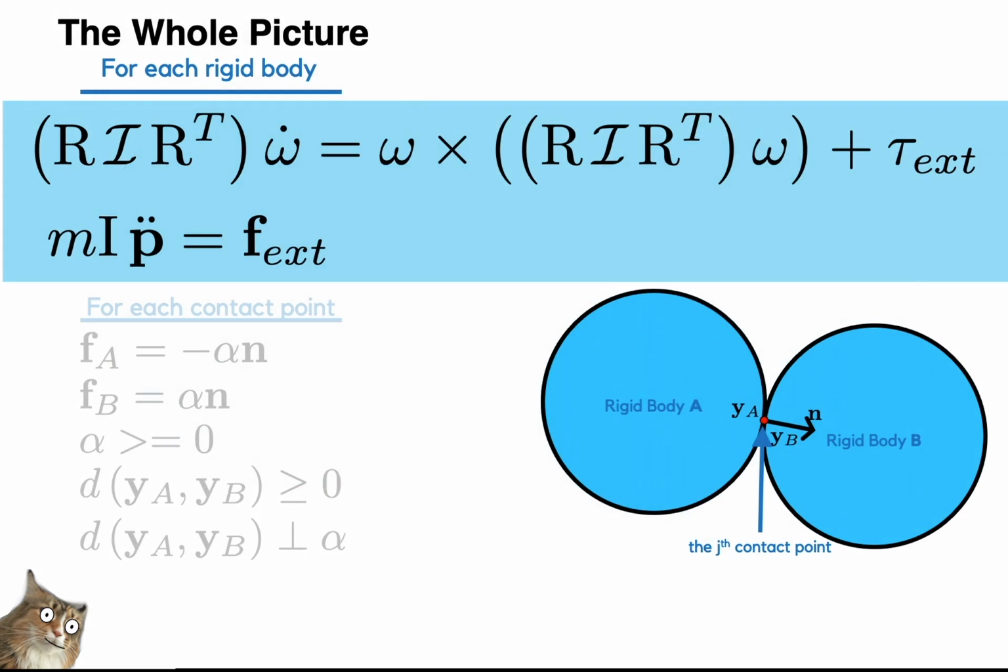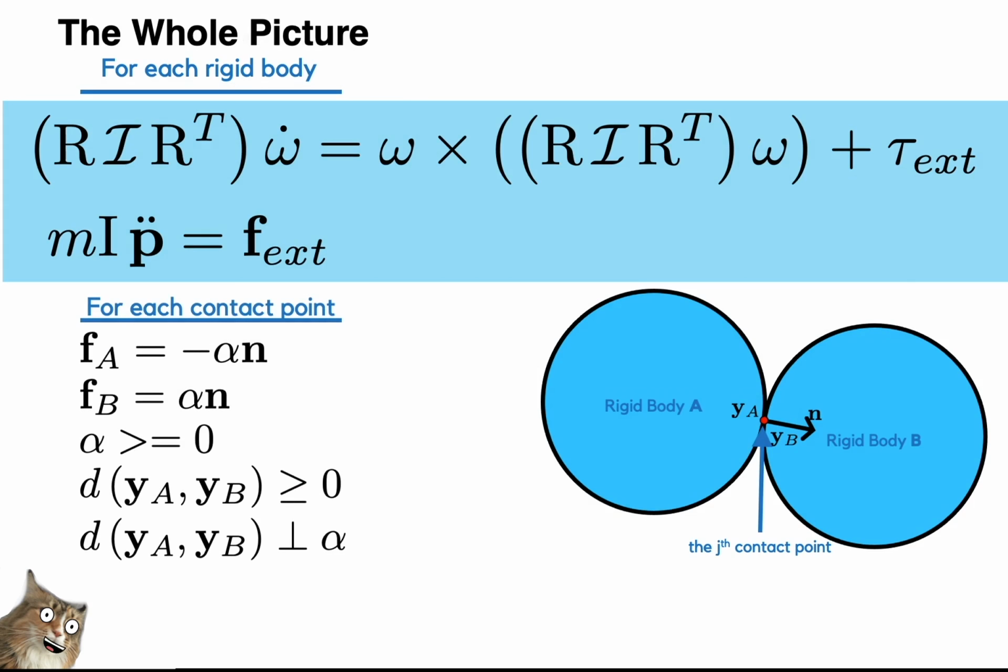Okay, after all of that, here's the whole picture for our two-body contact problem. We have a set of dynamics equations for each rigid body in the scene, and we have a set of constraints for each contact point. Our continuous dynamics equations, unfortunately, don't really do us any good yet. But that's okay, because we already worked out some appropriate discrete update equations a couple of videos ago.